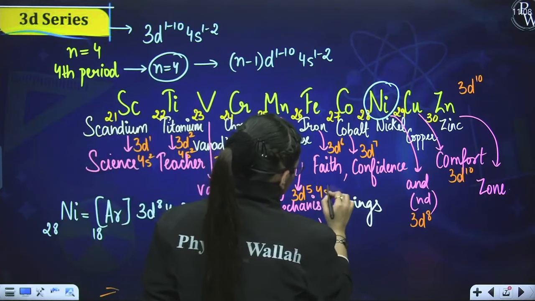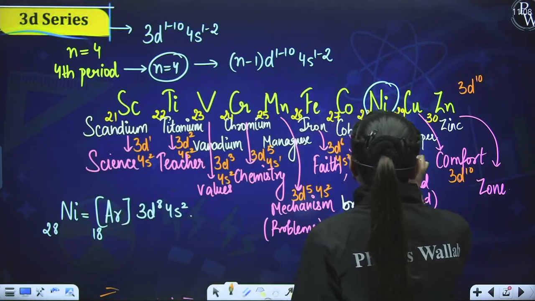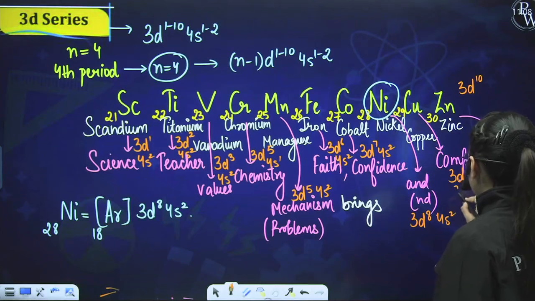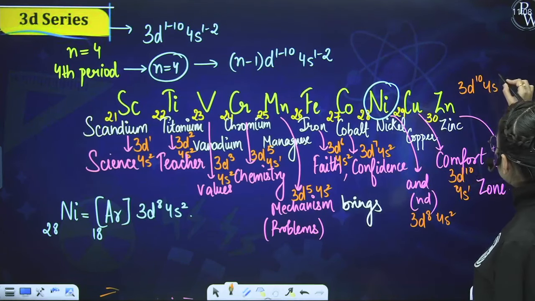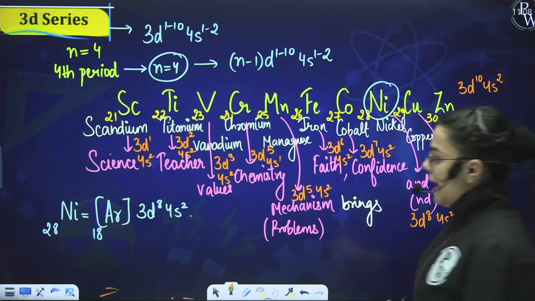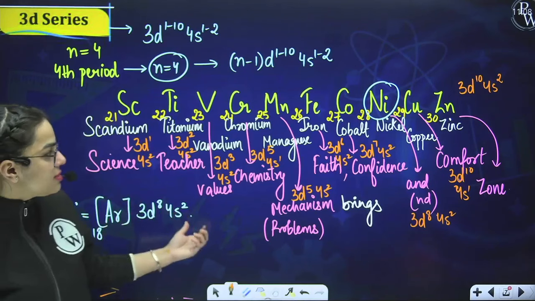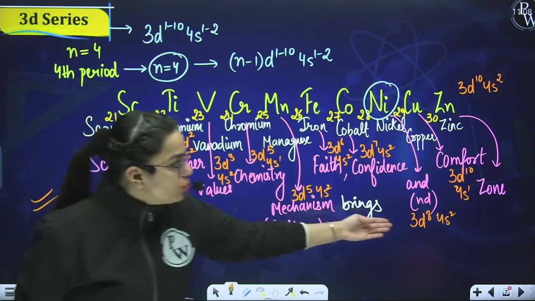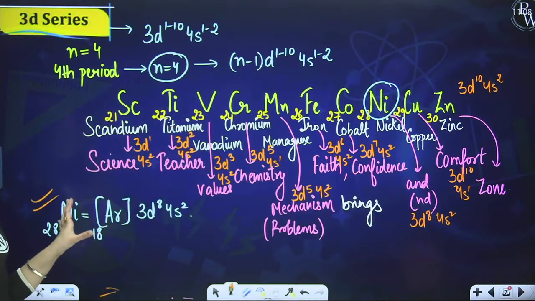It is 3d5 4s2. It is 3d6 4s2. It is 3d7 4s2. It is 3d8 4s2. It is 3d10 4s1 in the case of copper. And in the case of zinc, it is 3d10 4s2. In front of that argon is written, that means 18 electrons, and after that this is the electronic configuration. So nickel's electronic configuration is 3d8 4s2. I guess now this is clear to you.